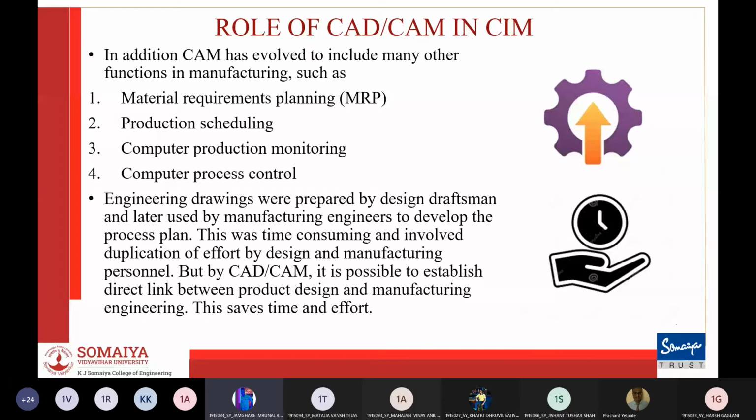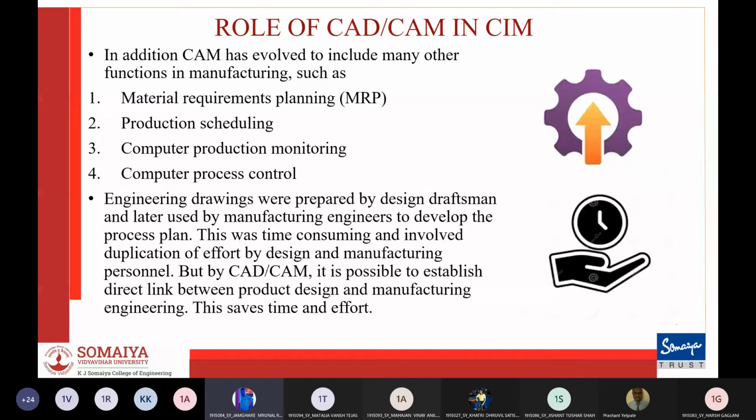The fourth one, computer process control. Now in computer process control, a digital computer is used to direct the operations of a manufacturing process. In these operations, the products are typically processed in gas, liquid, or powder form to facilitate the flow of the material through various steps of the production cycle. The another role of CAD/CAM.